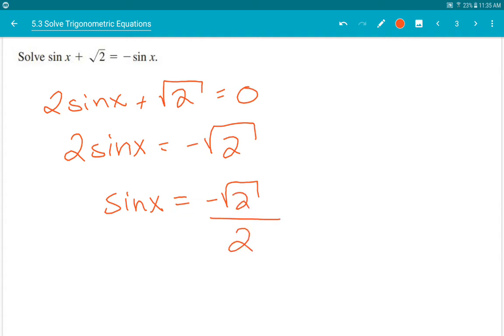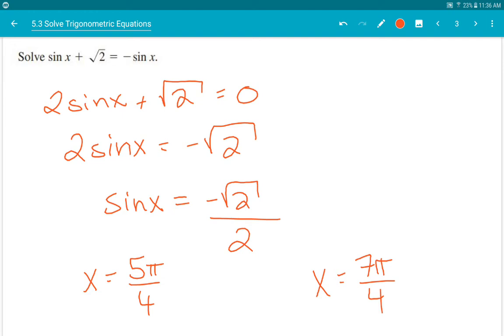Okay, so what we're looking for here is where sine is going to be equal to negative radical 2 over 2. Again, in the closed interval, we know that that's going to be at 5 pi over 4 and at 7 pi over 4. So those are the two locations where sine is going to be equal to negative radical 2 over 2.